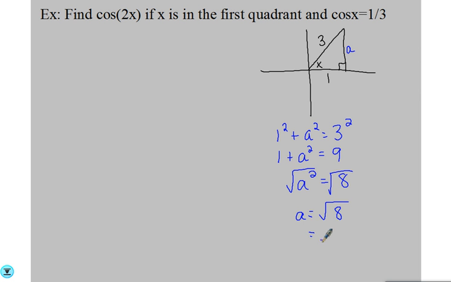But we know that we can rewrite 8 as 4 times 2. And if we take the square root of 4, a is going to become 2, bringing the 4 out, times the square root of 2. So this a value is really 2 root 2.